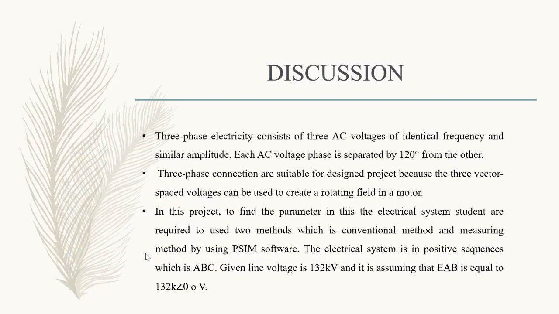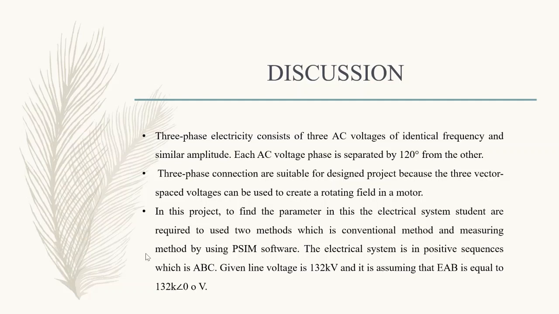For the discussion, what we can discuss here is what we know. Three-phase electricity consists of three AC voltages of identical frequency and similar amplitude. Each AC voltage phase is separated by 120 degrees from the other. Three-phase connections are suitable for this design project because the three vector space voltages can be used to create a rotating field in the motor. In this project, to find the parameters in this electrical system, students are required to use two wattmeter methods, which are the conventional method and the measuring method using PSIM software.